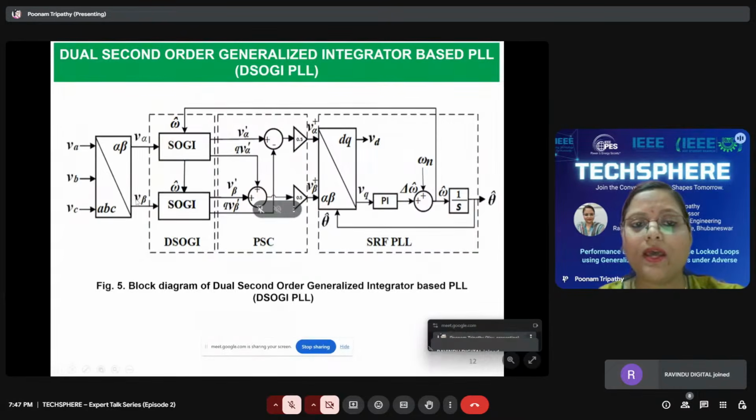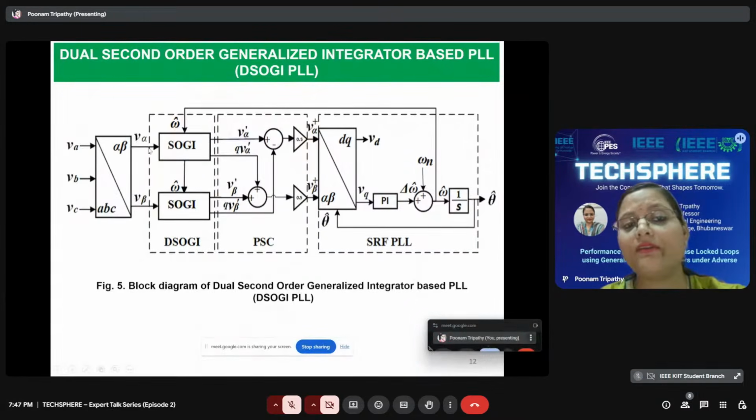Then in the alpha beta reference frame, the input voltages, that is V alpha and V beta, are responsible for the generation of the orthogonal signals, that is V alpha dash, QV alpha dash, V beta dash and QV beta dash, through the help of two second order generalized integrator based filters. After that, through the help of these generalized integrator based filters as well as the positive sequence calculation block, the fundamental frequency positive sequence components have been derived, which are V alpha plus and V beta plus.